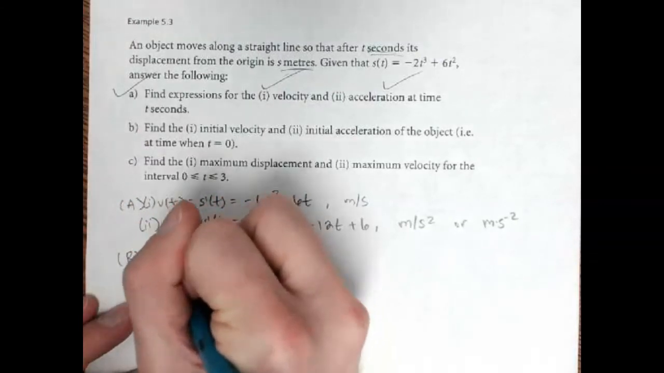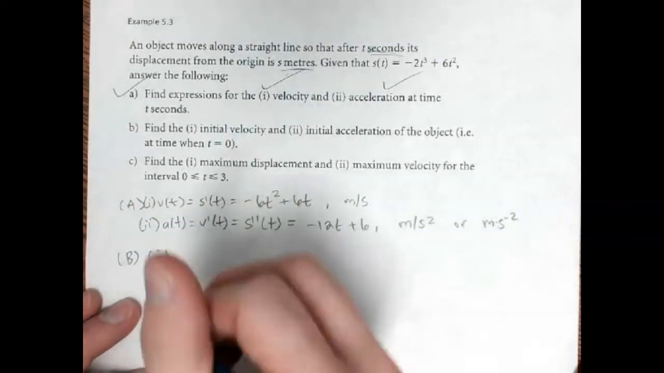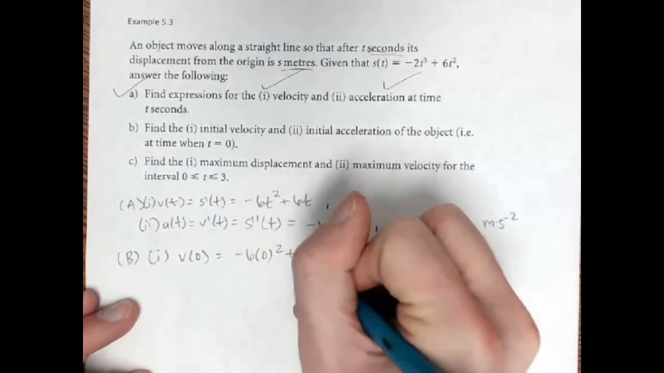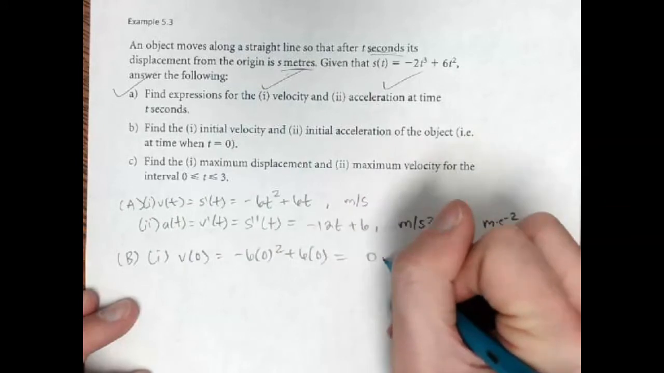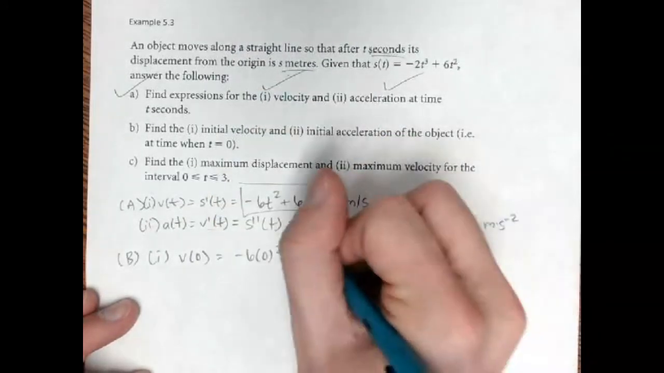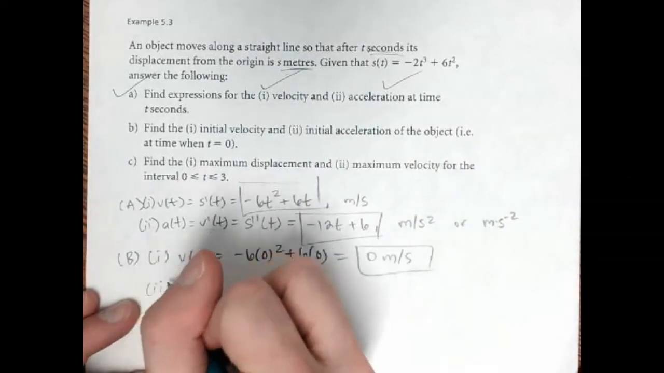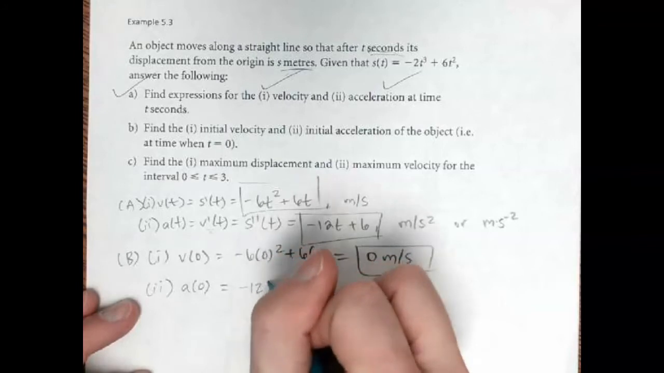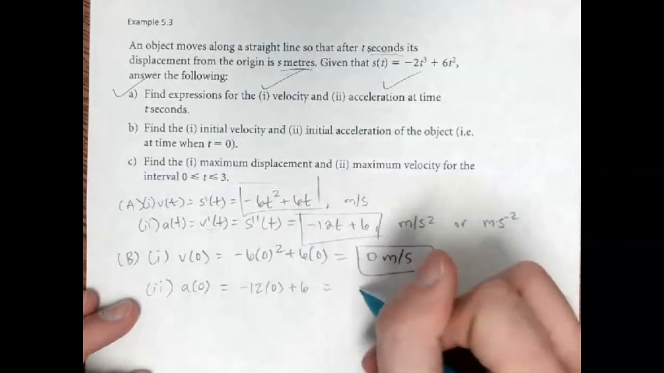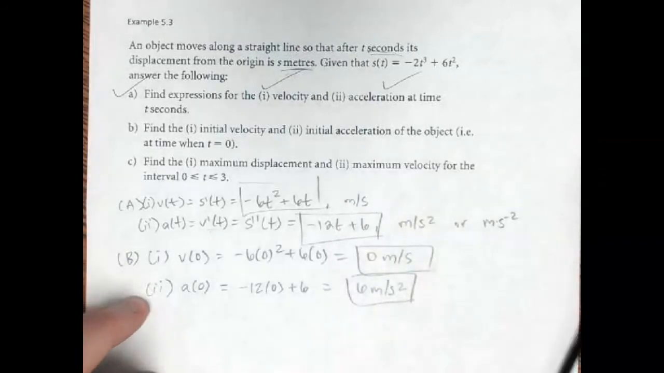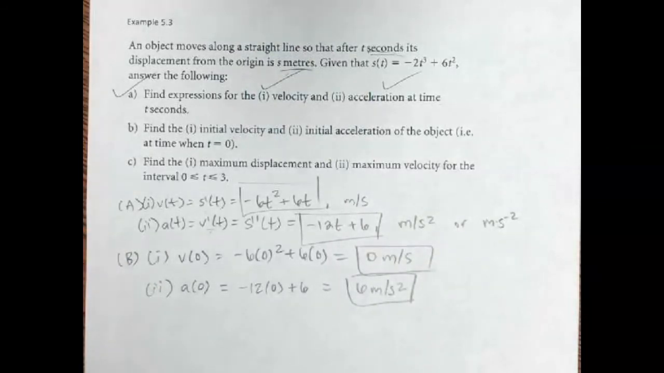Now let's do part B, which is just plug in 0. So velocity at 0, that one's easy, 0 meters per second. And then your initial acceleration, just plug in 0 to this. Negative 12 times 0 plus 6 looks like 6 meters per second squared. So the A and the B is really pretty easy. Really, I think I messed up somewhere, didn't I?